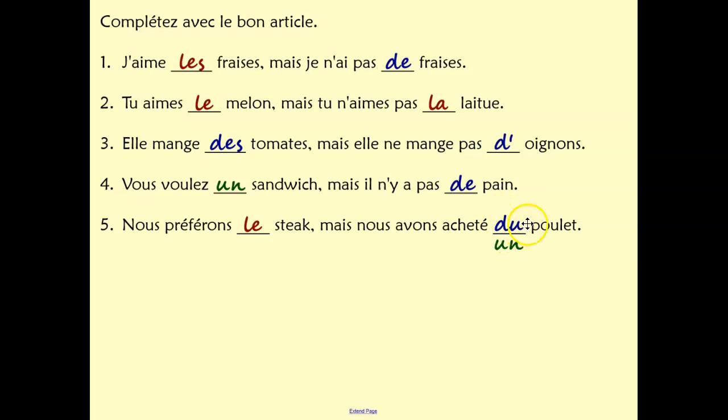If we bought some chicken, like we bought a package of chicken breasts or whatever, that would be du poulet because it's not really a whole chicken. If you bought an entire rotisserie chicken, then it would be un poulet. So either of those could make sense. It just depends on what you want to put together.